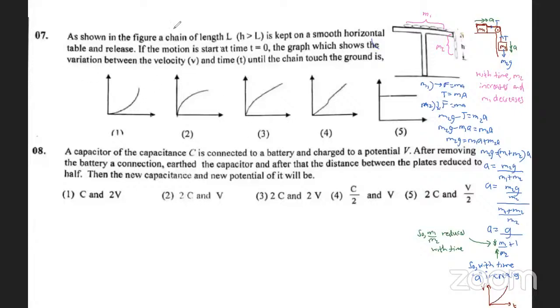So the correct answer for this question, even the fourth one, I'm not very happy. The correct answer should be like this. The initial part should be a curve followed by a perfect straight line. Until this point, the chain is on the table. And in this part of the graph, the chain falls freely under gravity.